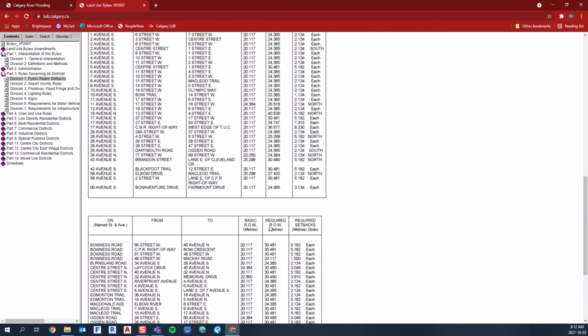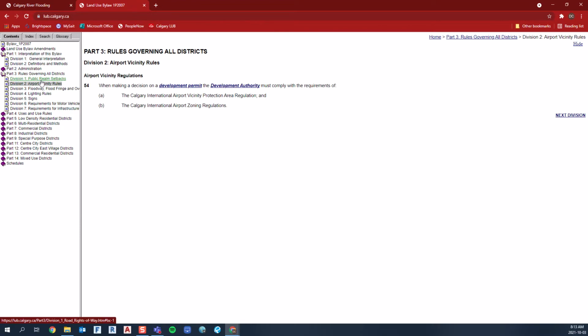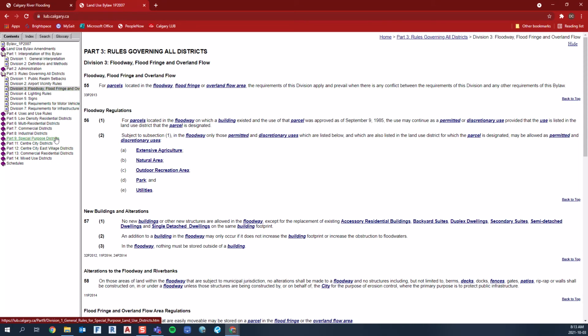It's not always like that. If you go to Edmonton Trail, for example, they're taking 5.182 meters on each side, or what have you. So you just have to look through that and see if this applies to you. Some projects that are in the airport vicinity have extra rules for acoustics, and certain uses can't go in the airport vicinity, so that could become important.